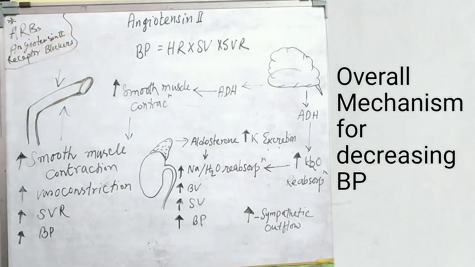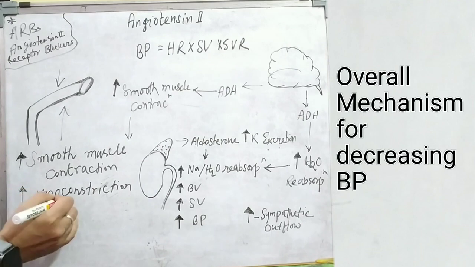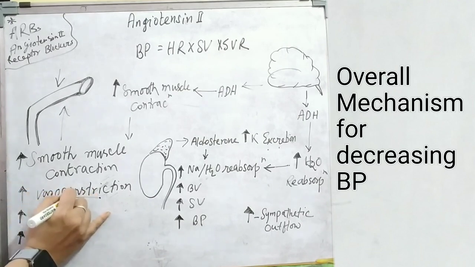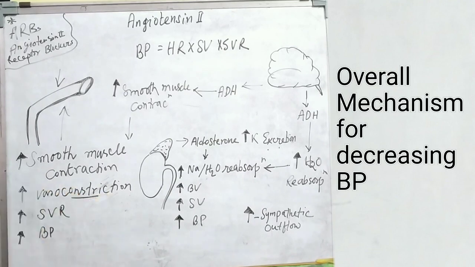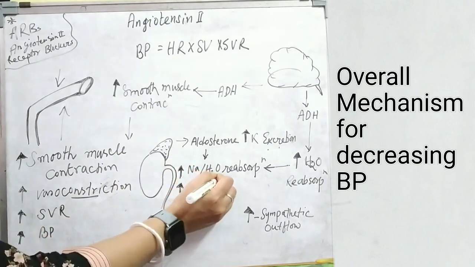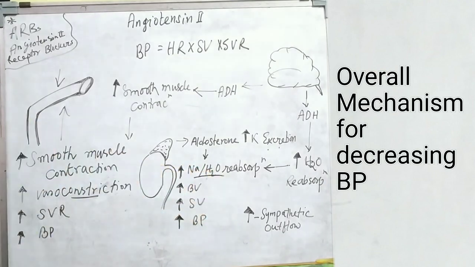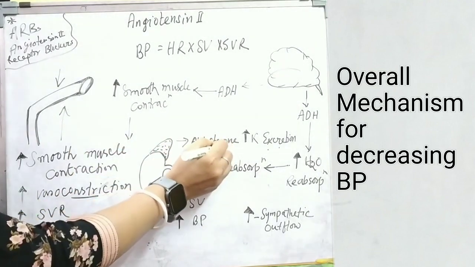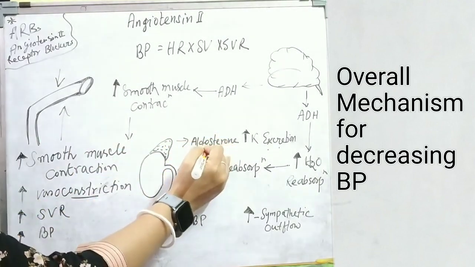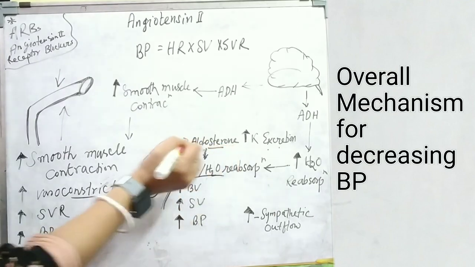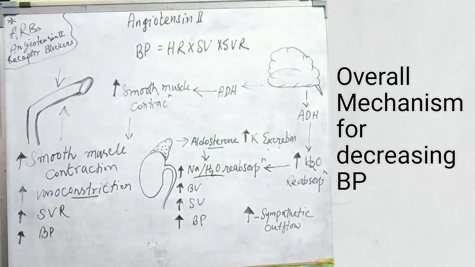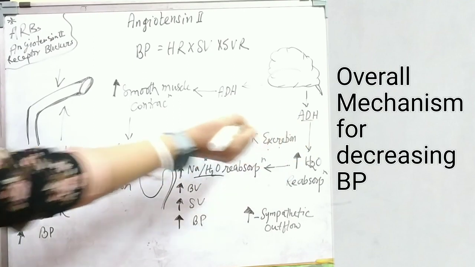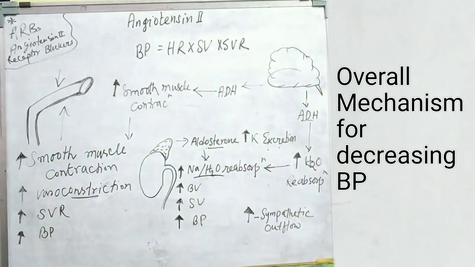Angiotensin 2 has several mechanisms to increase the blood pressure. Number one, vasoconstriction. Then sodium water reabsorption. Then the aldosterone release. ADH release. And the adrenal medulla stimulation.